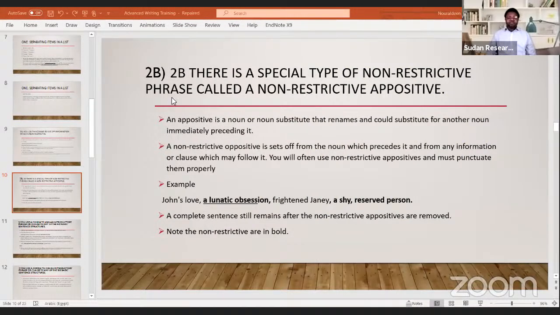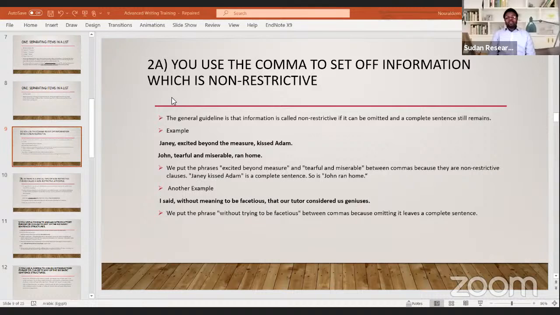We can use the commas for non-restrictive information, or to introduce non-restrictive information. The general guideline is that information is called non-restrictive if it can be omitted. The information that is introduced between the main clause or the main topic can be omitted or neglected. Therefore, we have here Jenny kissed Adam. We can say the complete sentence is Jenny kissed Adam, which means Adam could be her friend, her brother, or whatever. That's the example.